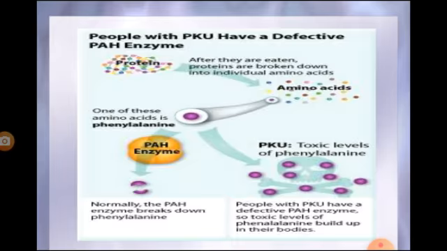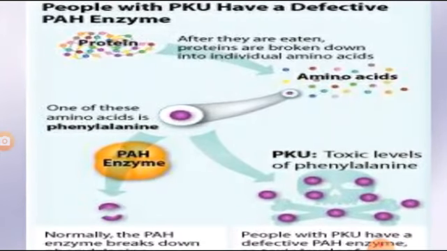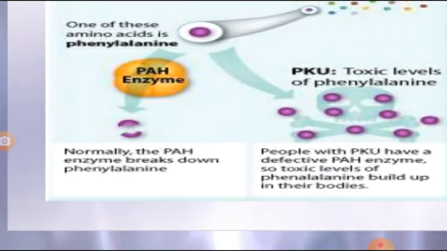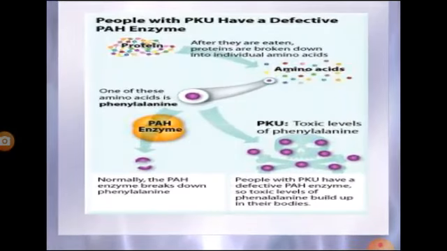So this diagram depicts what will happen after they eat protein, which is broken down into amino acids. One of these amino acids is phenylalanine, and when the enzyme is not there, in that condition the person is going to suffer from the disease known as phenylketonuria.